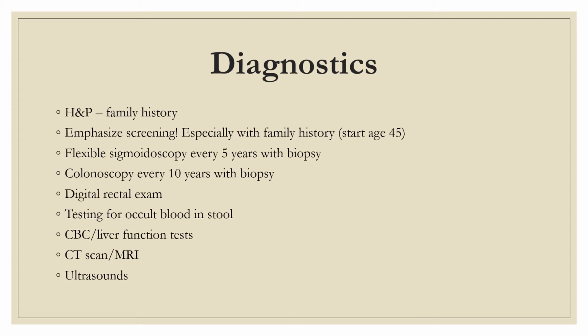What is typical is usually a flexible sigmoidoscopy is done every 5 years with a biopsy, and a colonoscopy is done every 10 years. Again, that might be more frequent with patients who've had a family history. We can do a digital rectal exam, or the provider would, just to see if there is frank blood within the rectum. Testing for occult blood in the stool. Looking at the CBC, is the patient anemic? Looking at the liver function tests, CT scan, MRIs, ultrasounds, PET scans.